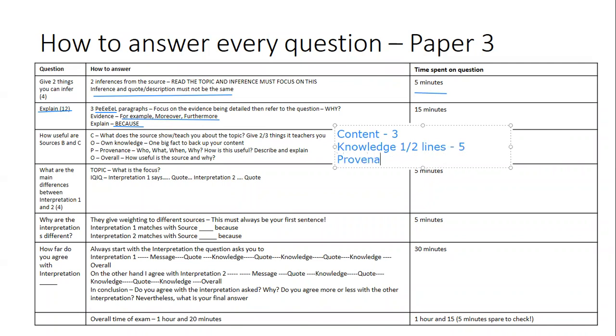Now, the provenance, remember, is the description of the source. So we're thinking who, what, when, why, but focus on the useful. Source B is a photograph that's been produced by a Nazi official. Why is that useful?